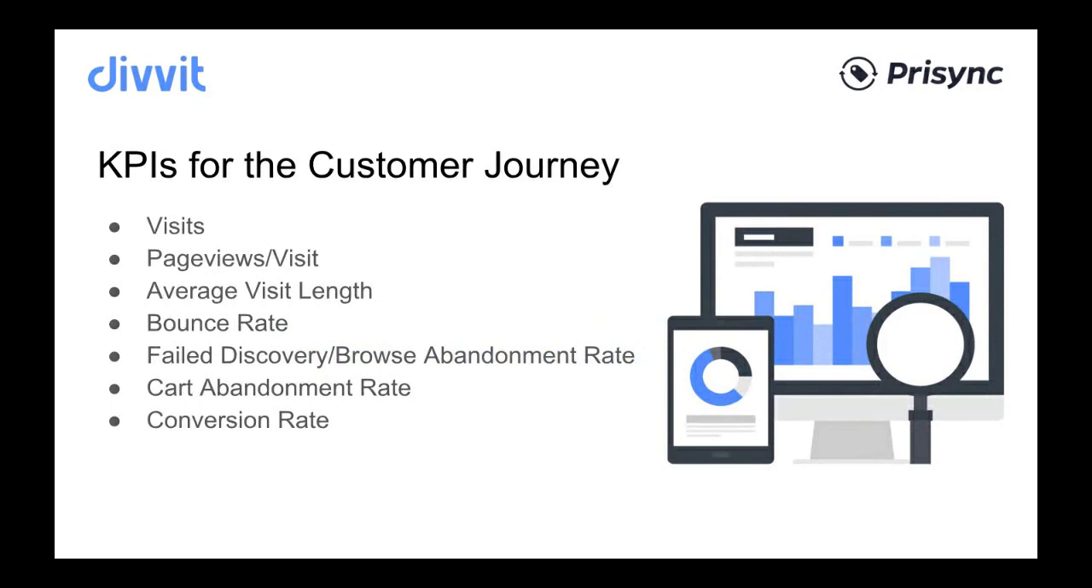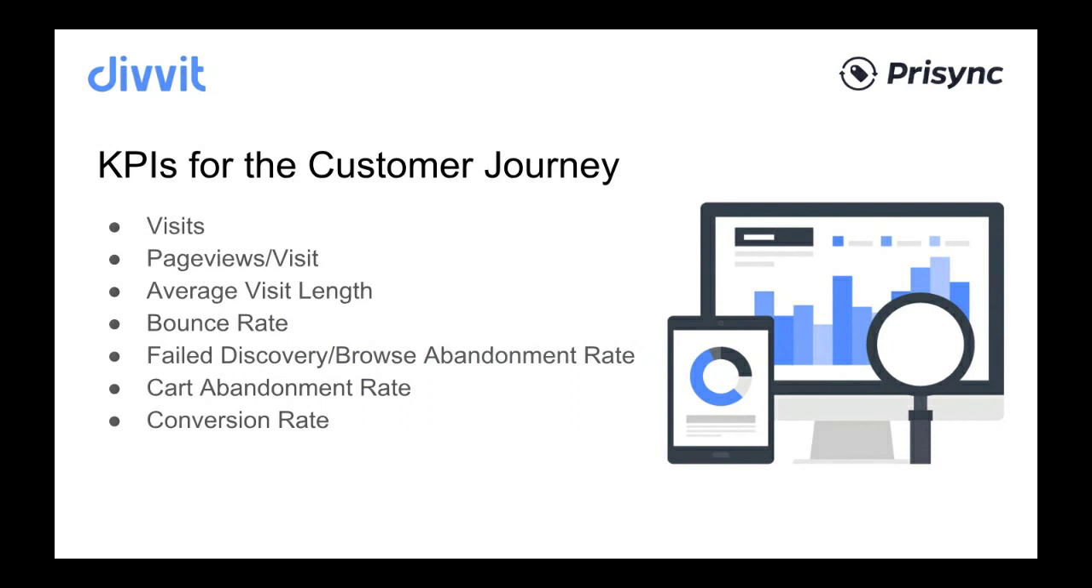So we can start with visits. This is how many people come to your site from this particular channel. Page views per visit is how many pages your customer viewed while they're on your site. Average visit length is how long a customer has spent on your site. Bounce rate is how many visitors left your site without navigating past the landing page. They just kind of landed, they said, hey, and then they bounced, see you, bye. Failed discovery rate, or browse abandonment rate, is how many visitors are navigating through your site and exited before adding anything to their cart. Cart abandonment rate is how many customers added products to their cart, but didn't complete the purchase. And then finally, conversion rate is when we've made it all the way through the acquisition phase.